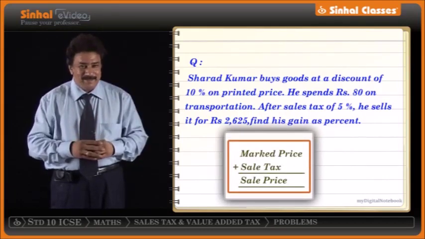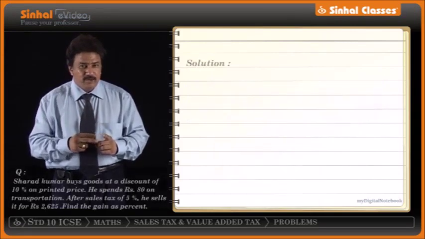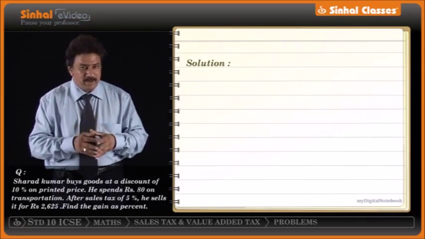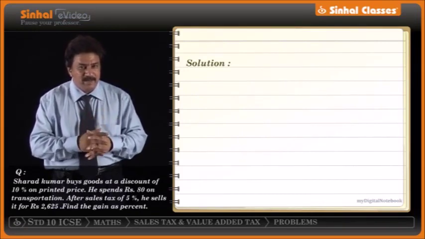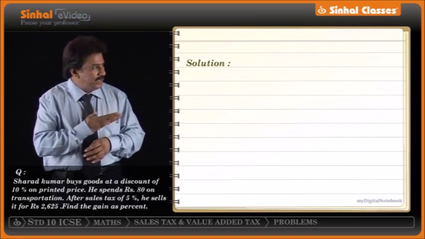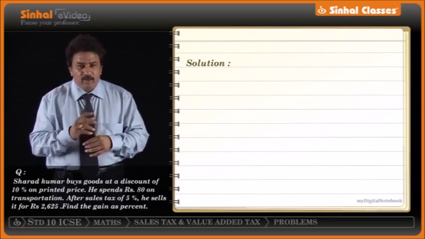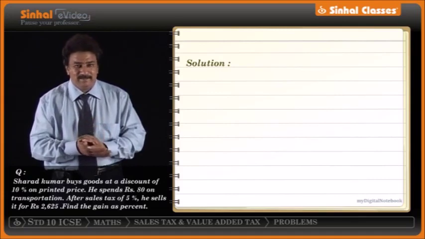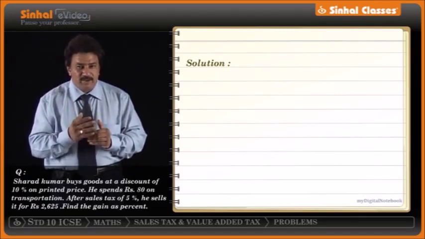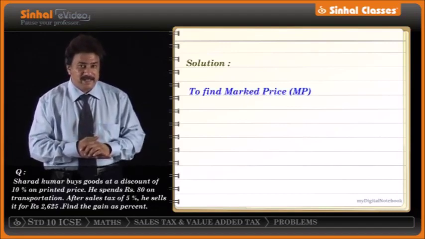Find his gain percent. Now to find the profit, I should know the cost price and the actual price which is coming to his pocket, the actual money which is coming to the trader, to the seller. Now the sale price which is given to you, 2625, includes the sale tax. I don't want a price which includes the sale tax. I want a price which is excluding the sale tax. In short, I should know the mark price. Let's find first the mark price in this sum.